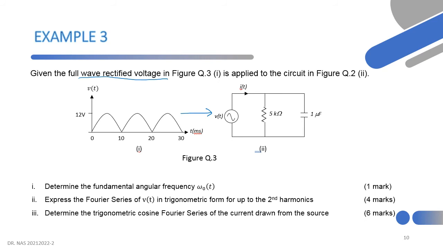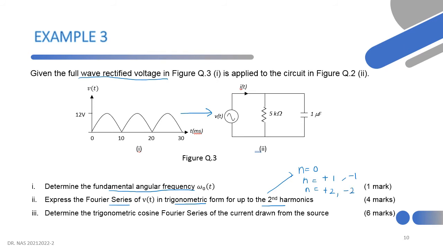The first one, determine the fundamental angular frequency omega naught in radian per second. Secondly, you need to express the Fourier series in trigonometric form for up to second harmonic. Up to second harmonic meaning that you need to consider n equal to 0, n equal to positive 1, and n equal to negative 1. Same goes to n equal to positive 2 and also n equal to negative 2.